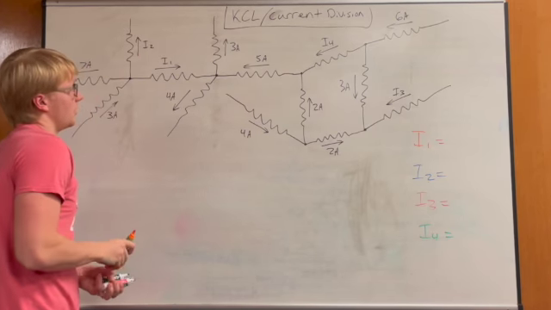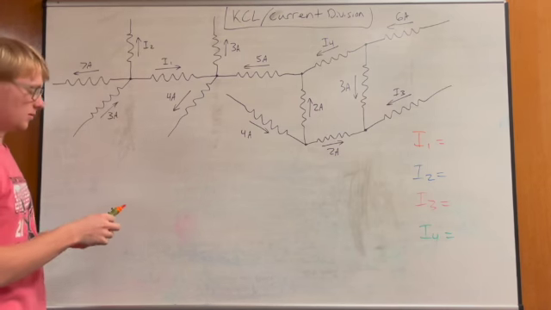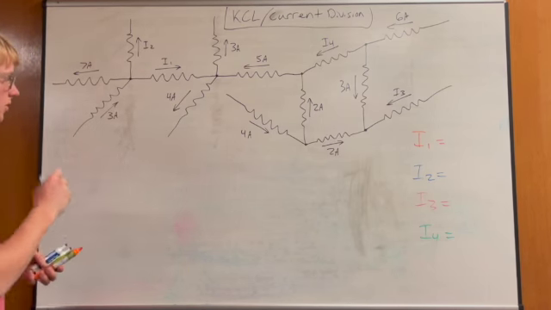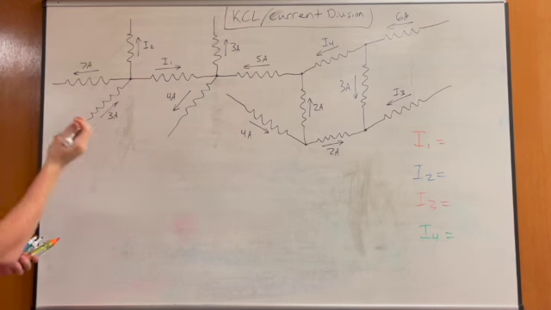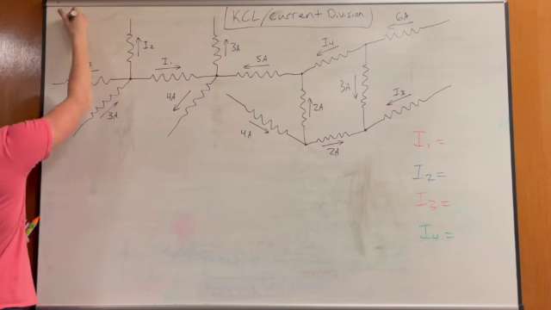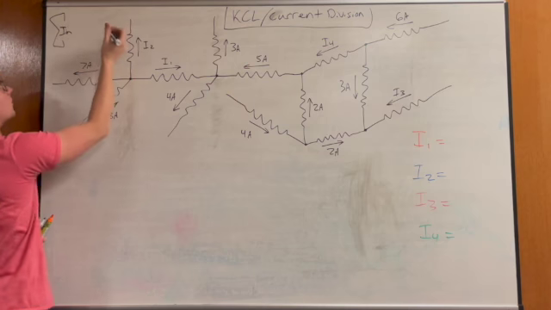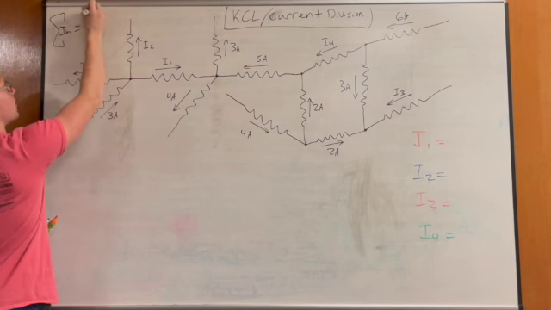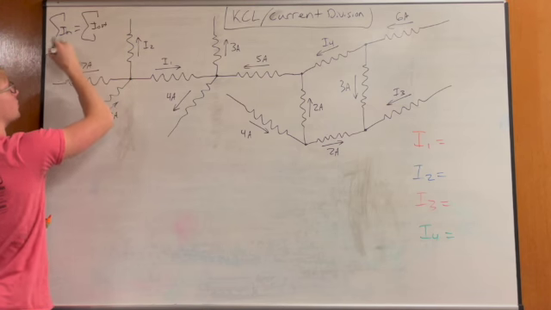So essentially what we're doing here, we're going to analyze different nodes. And so the equation that we're going to need is the sum of the currents coming in is equivalent to the sum of the currents going out of a particular node.